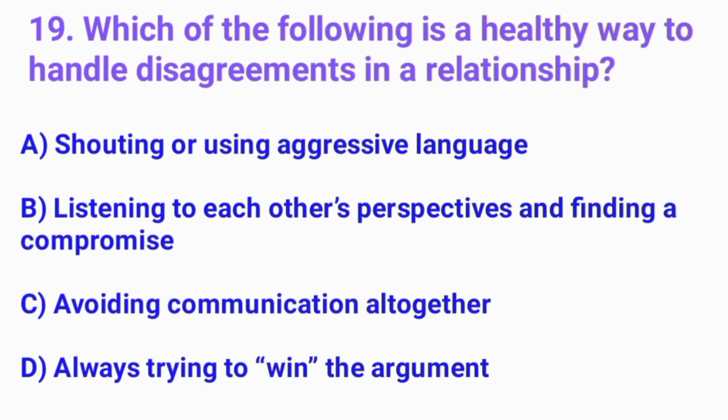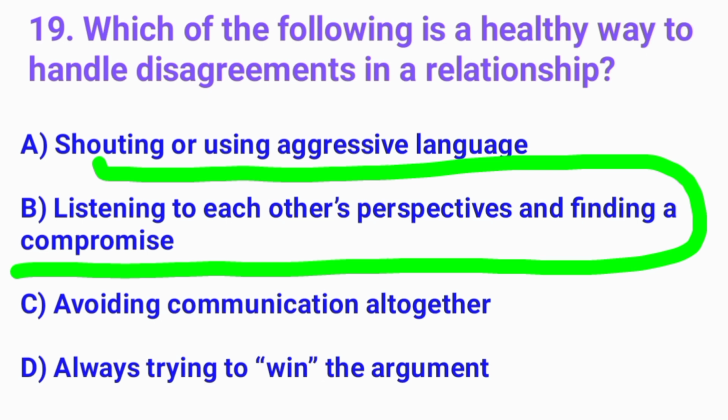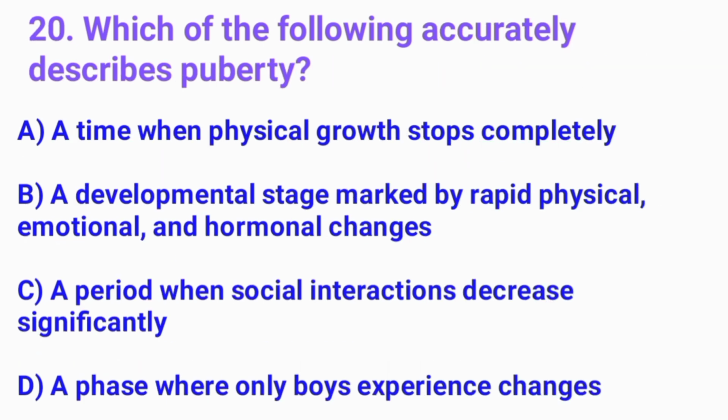Question number 19. Which of the following is a healthy way to handle disagreements in a relationship? The right answer B. Listening to each other's perspectives and finding a compromise. Question number 20. Which of the following accurately describes puberty? The right answer is option B. A developmental stage marked by rapid physical, emotional, and hormonal change.